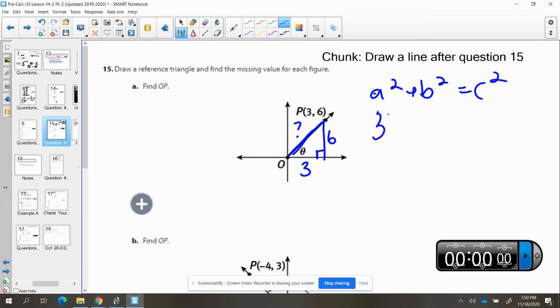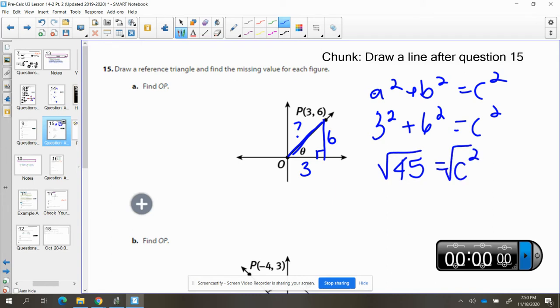So 3 squared plus 6 squared equals c squared. So 9 plus 36 is 45. And if we square root that, it breaks down to be the perfect square of 9 and 5. So aka 3 square root 5 would be the exact length of OP.